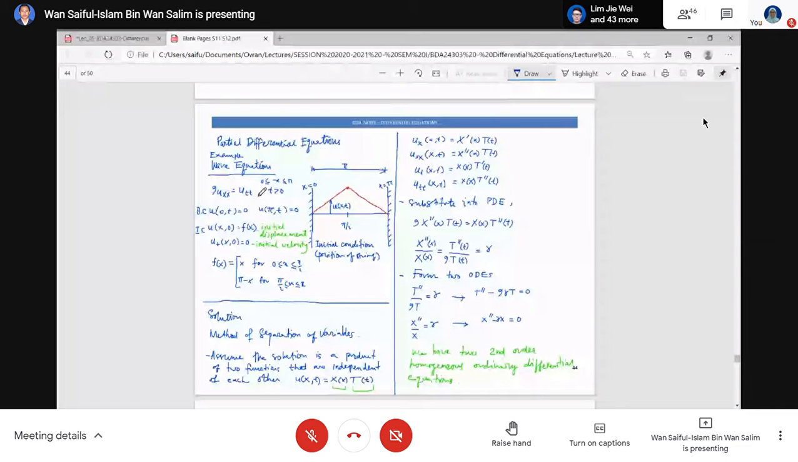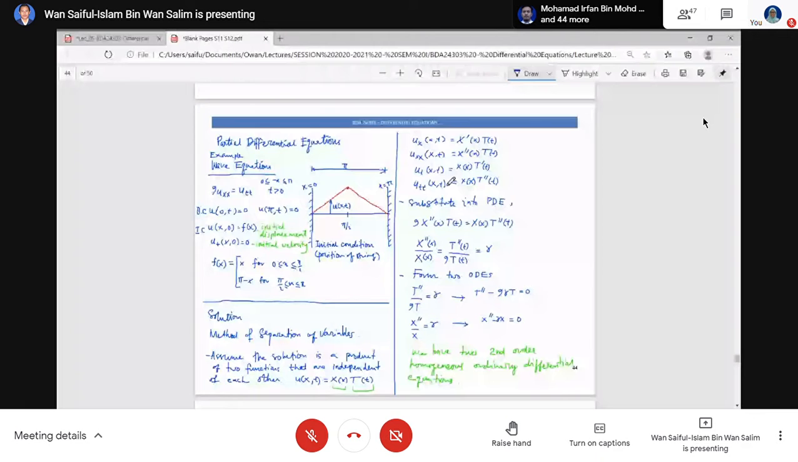I get x prime times t. So this t is held as a constant. The T function is just a constant when we're differentiating. Okay, and then you differentiate twice, you get x double prime t. And if you differentiate u with respect to t, you get x t prime. Differentiate again, you get x t double prime.